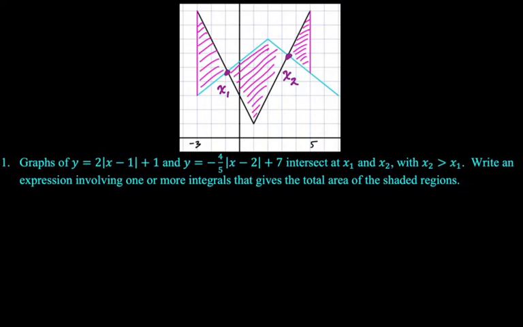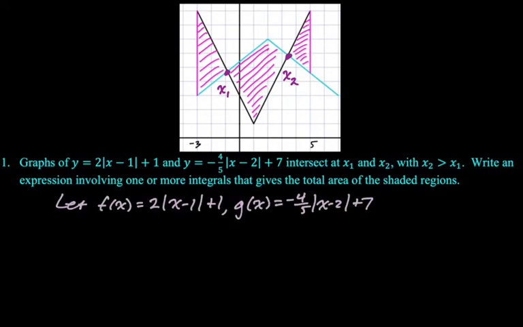Because I don't want to have to write those over and over again, it's a good idea to name the functions. So I'm just going to say f of x is 2 absolute value of x minus 1 plus 1, and g of x is negative 4/5 absolute value of x minus 2 plus 7. Now I will use those in my answer. We're going to make sure that we're doing top, take away, bottom, and on the correct interval.